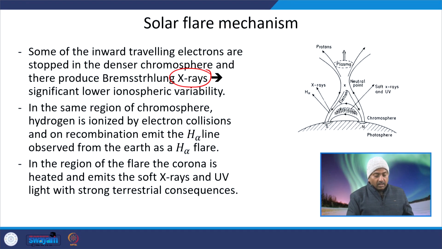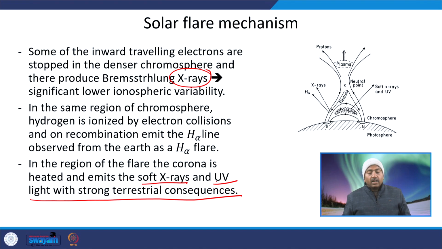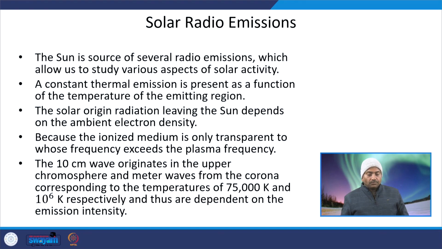So, in the region of a solar flare, the corona is heated and emits soft X-rays and ultraviolet light with strong terrestrial consequences. So, different soft X-rays and ultraviolet are emitted in the region of the flare, where the magnetic field is collapsing, or where the hot plasma is being energized. So, this H alpha, X-rays and ultraviolet radiation can be seen from the Earth also. So, these are some of the electromagnetic radiations emitted from the sun during a solar flare, right? And all of them have strong bearing on the ionospheric dynamics.